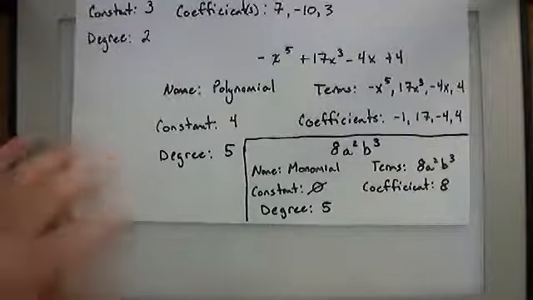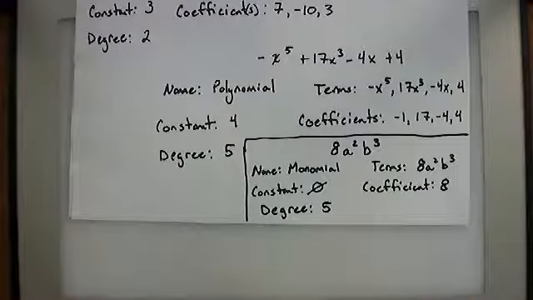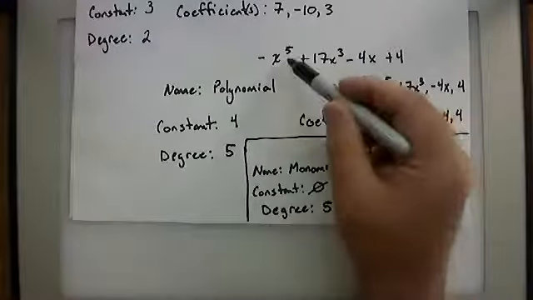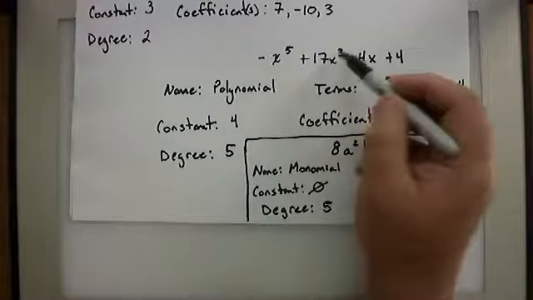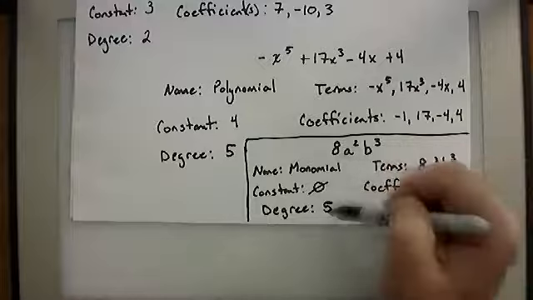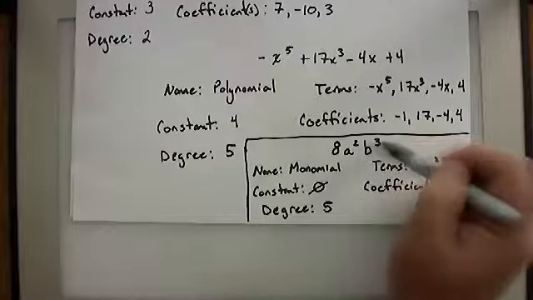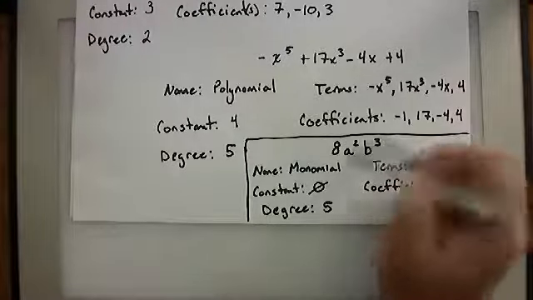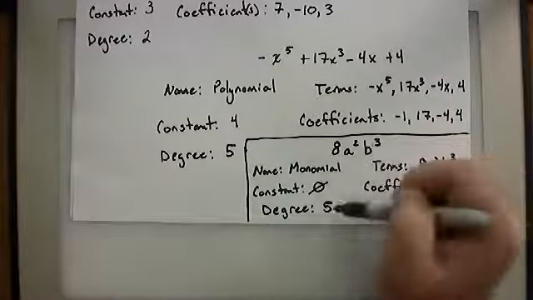If you're talking about one piece, you have to add up the powers. Up here, I didn't do that because this was just one piece. I didn't say 5 plus 3 because this was just one piece. So the degree is the highest power when you combine them. So 2 and 3 makes 5. This piece has a degree of 5, and that is the degree.